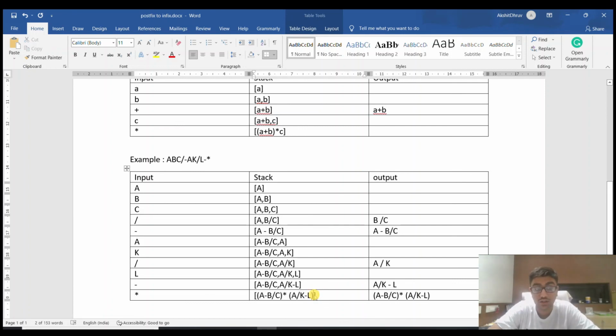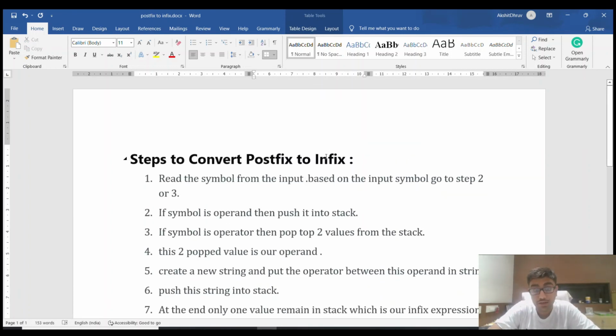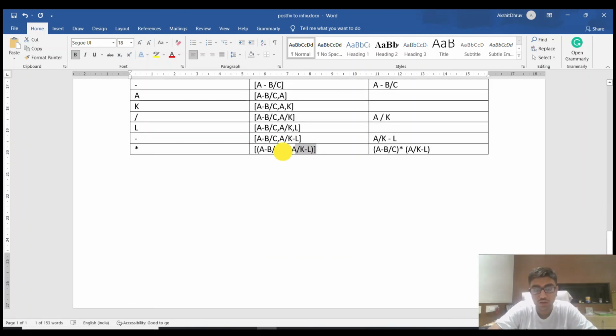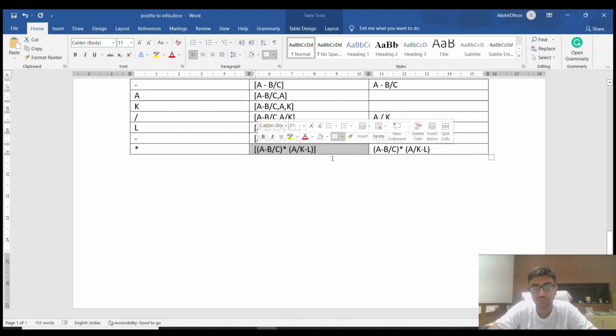This is the final infix conversion, postfix to infix. So this is the infix expression, right?